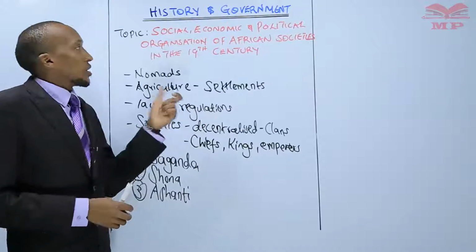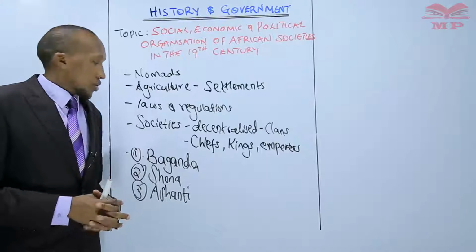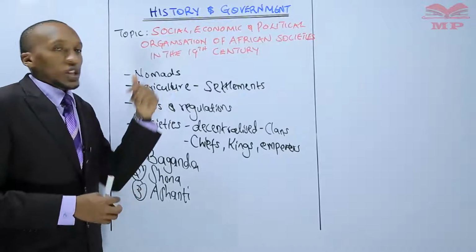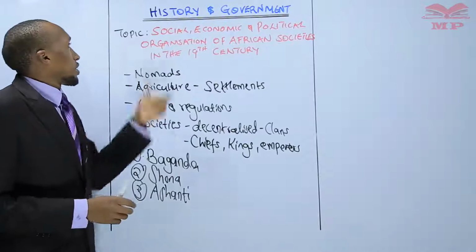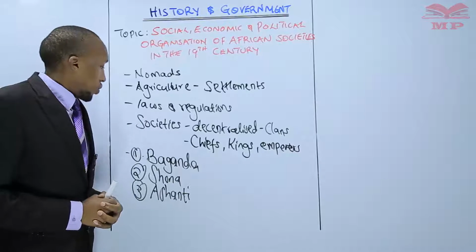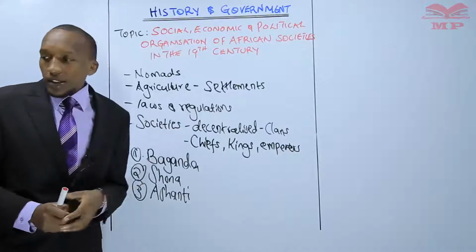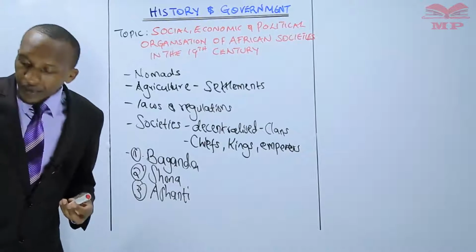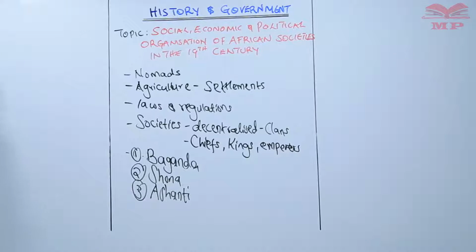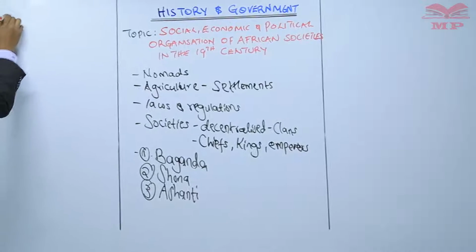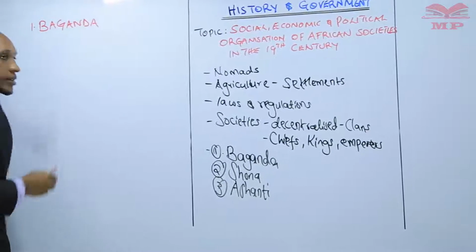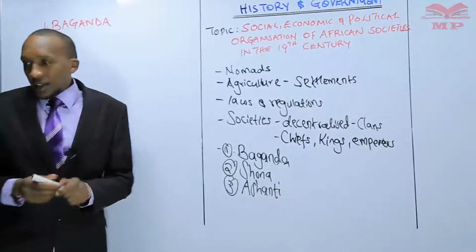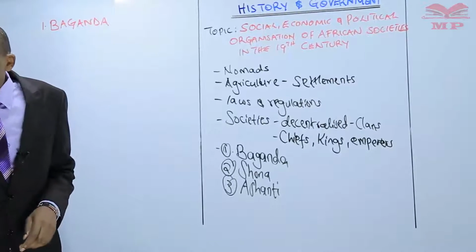That is what we are going to be discussing in this unit of Form 2 work. Actually, it is topic 5 of your Form 2 work. So let us start with the Baganda. Let us start with the Baganda as the first community that we are going to look at. The Baganda Kingdom or the Baganda people.